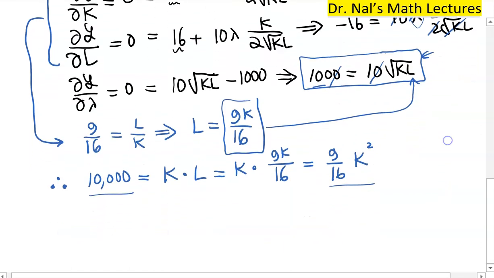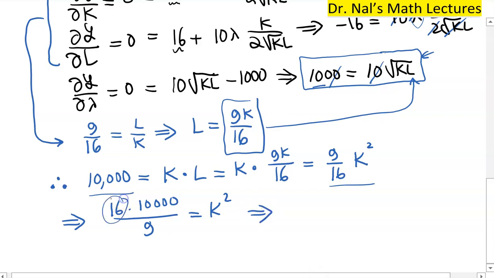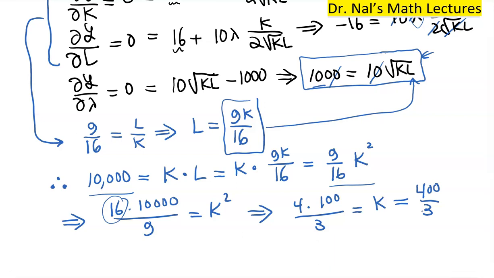So on the left hand side we have 10,000, on the right hand side 9 over 16 K squared. I can just go ahead and move that 16 and 9 also to the left hand side. So therefore 16 times 10,000 all divided by 9 is equal to K squared. And now I can take the square root of both sides of this expression. The square root of 16 is 4, the square root of 10,000 is 100, the square root of 9 is 3, and the square root of K squared is just K. So lo and behold, K is equal to 400 over 3. And if you want, you can write an approximate answer: it's approximately 133 units of capital.